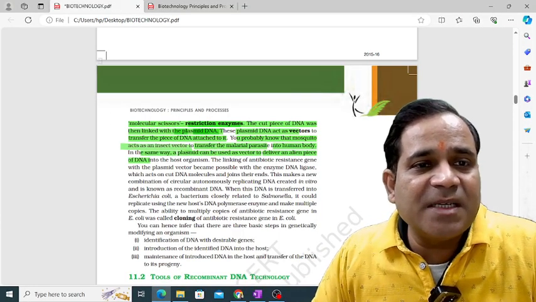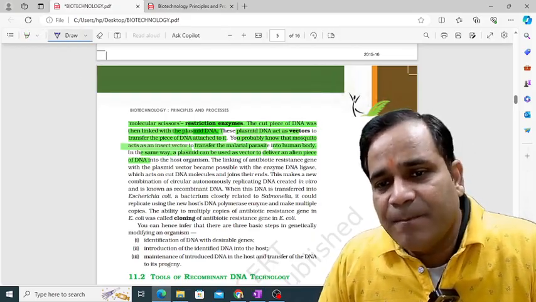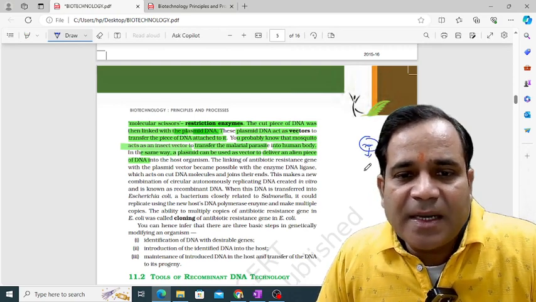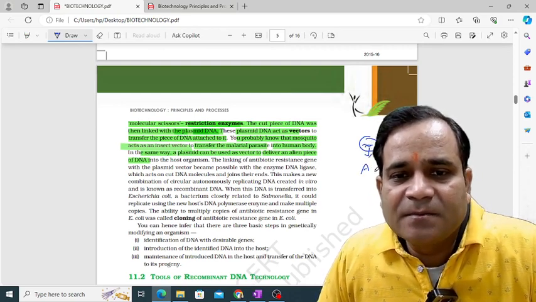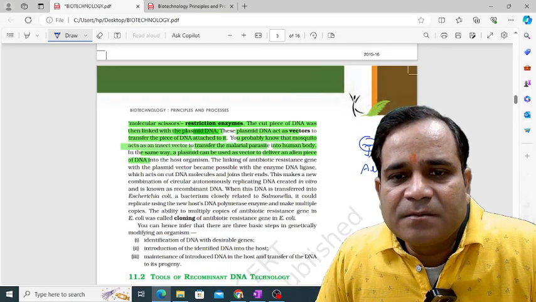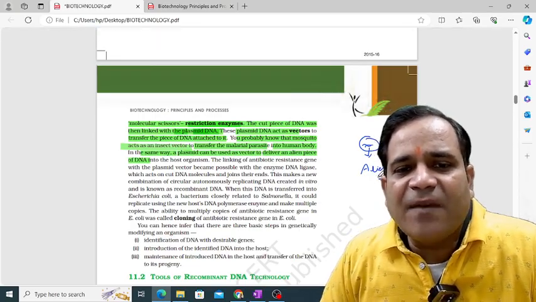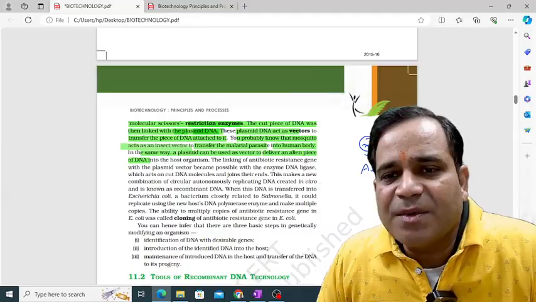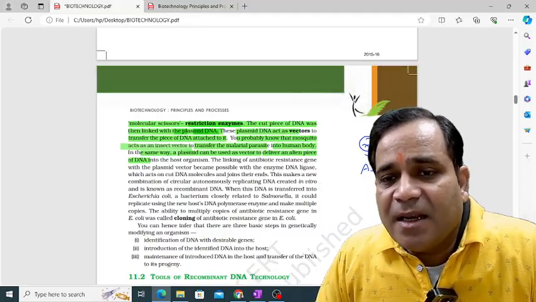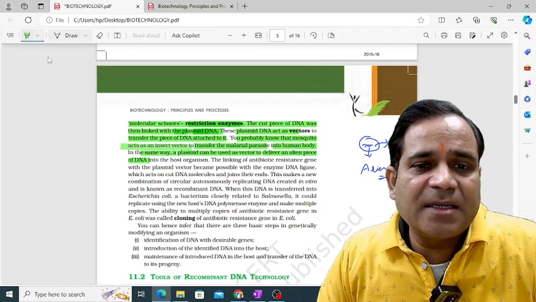I'm going to show you with the help of a diagram. Clear? So the plasmid can be introduced as a vector to deliver aligned pieces of DNA into the host of another organism, my dear.